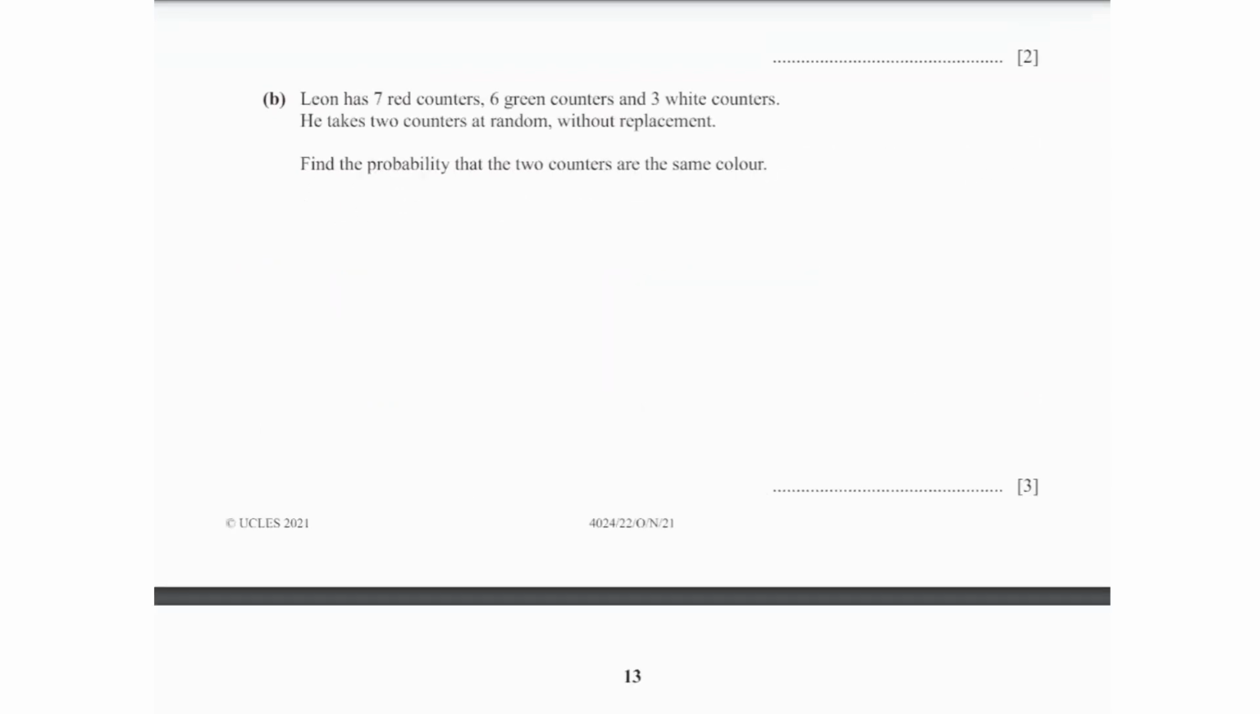The next question says that Leon has 7 red counters, 6 green counters, and 3 white counters. He takes 2 counters at random without replacement. Find the probability that the 2 counters are the same color. So we'll draw a tree diagram for this, since we're talking about an event occurring twice.